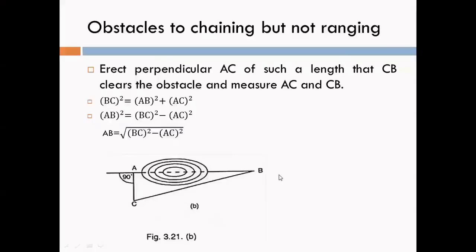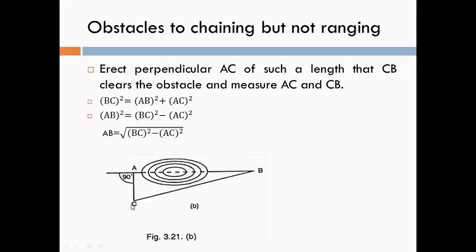So, this method is used for chaining. First, from point A, draw perpendicular line AC and select the point C on the ground. Join C to B. So, the triangle BAC is the right angle triangle. So use the Pythagoras law.